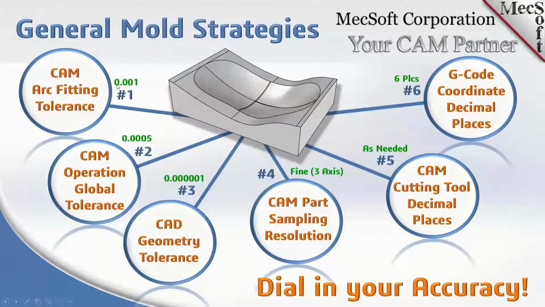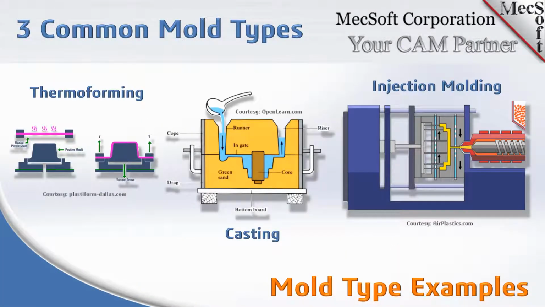In our example, we're starting with 1/1000th, and then the CAM global tolerance is half of the arc fitting tolerance. And then we're going to look at setting the CAD Geometry Tolerance. So we're adding 2 more decimal places to that, just for rounding. And then we're going to look at how to adjust the CAM part sampling resolution. This is a setting in the CAM preferences which affects the accuracy of your machining. Also, we're just going to touch base on the tool just to make sure that you have all of the decimal places filled out on your tool.